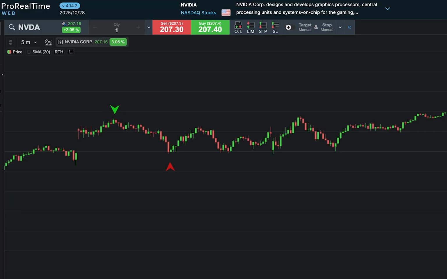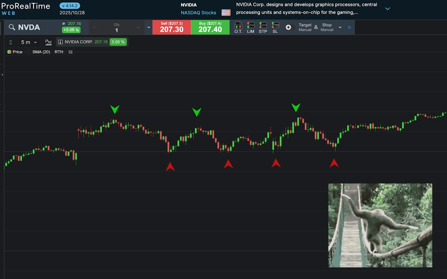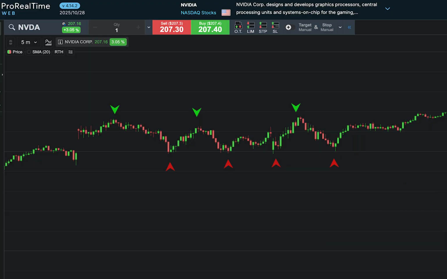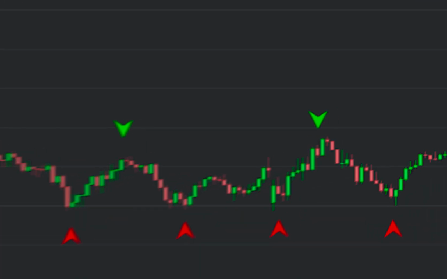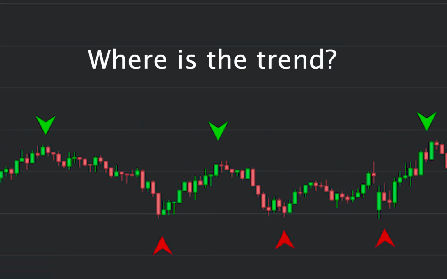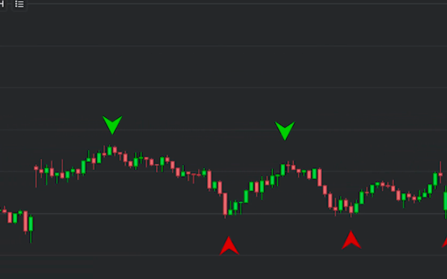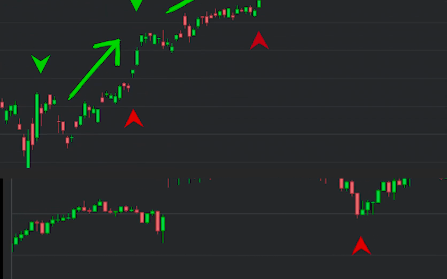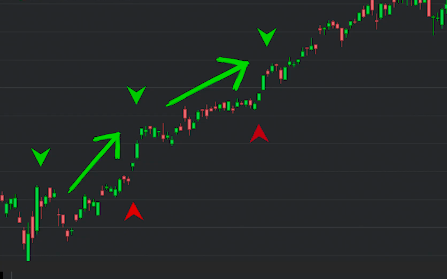Sellers are in control. Each bounce is weaker and each drop goes deeper. And third, sideways. This is where both the peaks and troughs flatten out. No clear direction. Supply and demand are balanced and neither buyers nor sellers can take control. A lot of traders find this frustrating because most strategies are built to follow trends, not to trade equilibrium. Some experienced traders work with range setups here, but for most people, the cleaner play is just to wait for a new direction to emerge.